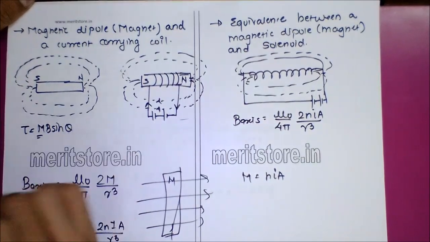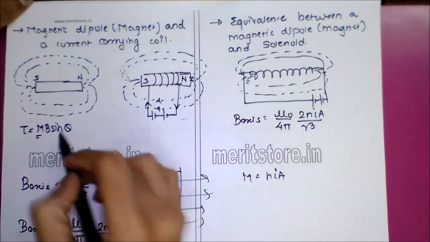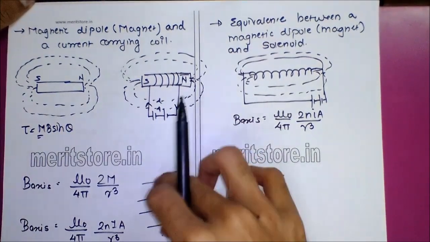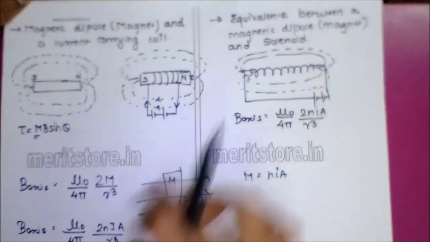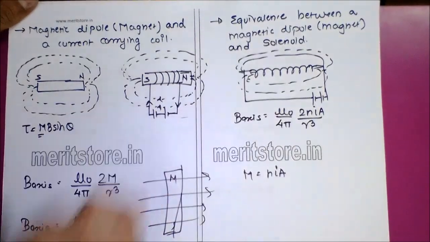M is the magnetic dipole moment, B is the magnetic field strength, and theta is the angle which the magnet makes with respect to the magnetic field. This is for the magnet.